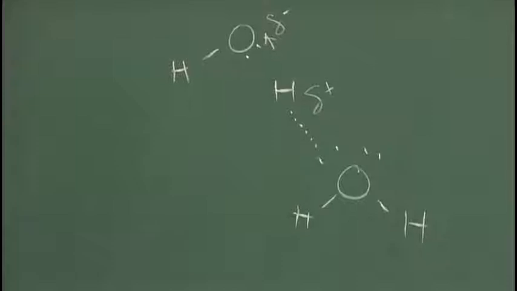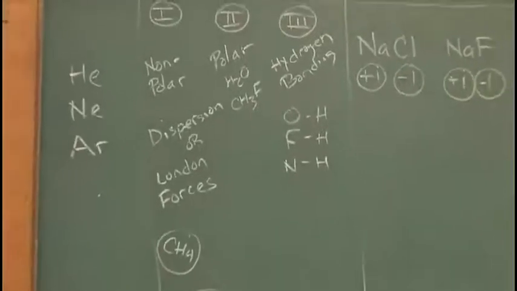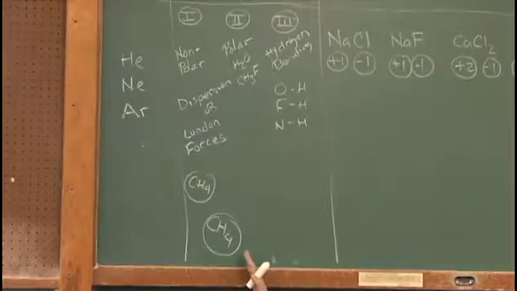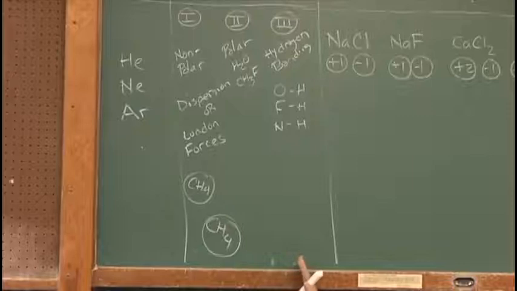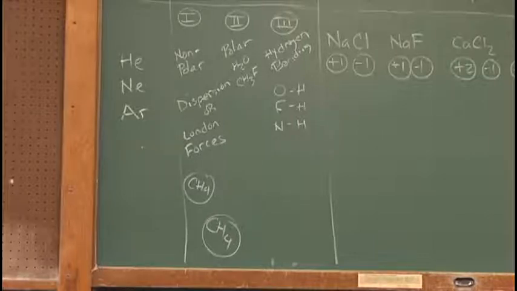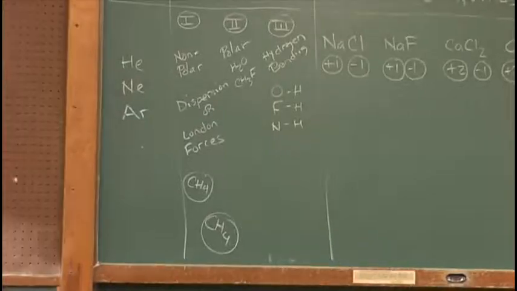All three of these attractions are considered for molecules. Dispersion or London forces are actually in inert gases. They're in nonpolar molecules. They're also in polar molecules, but very insignificant compared to the polar effect. And they're in hydrogen bonding molecules, but insignificant compared to hydrogen bonding. Polar occurs when you have a polar molecule, and hydrogen bonding occurs when you have hydrogen attached directly to an electronegative element. As we go to the right, the melting and the boiling points increase.